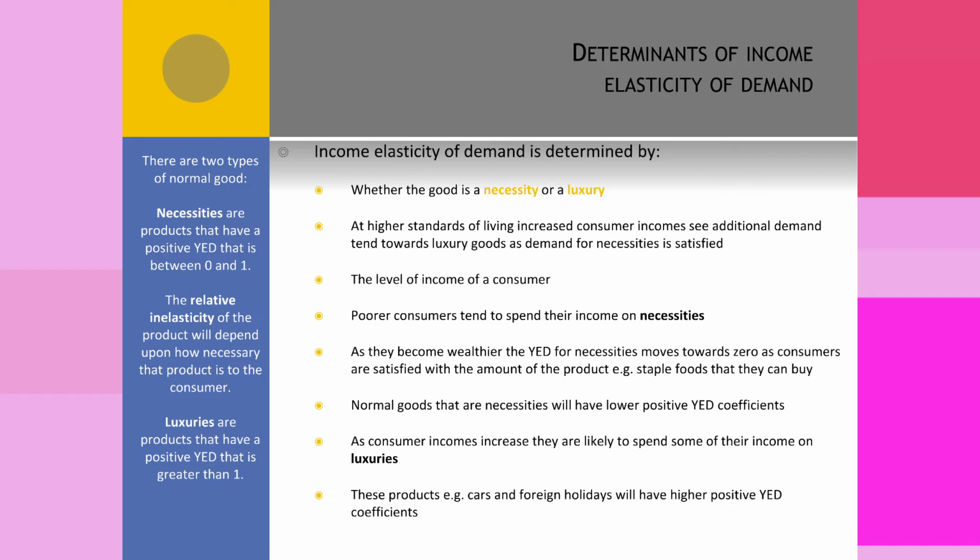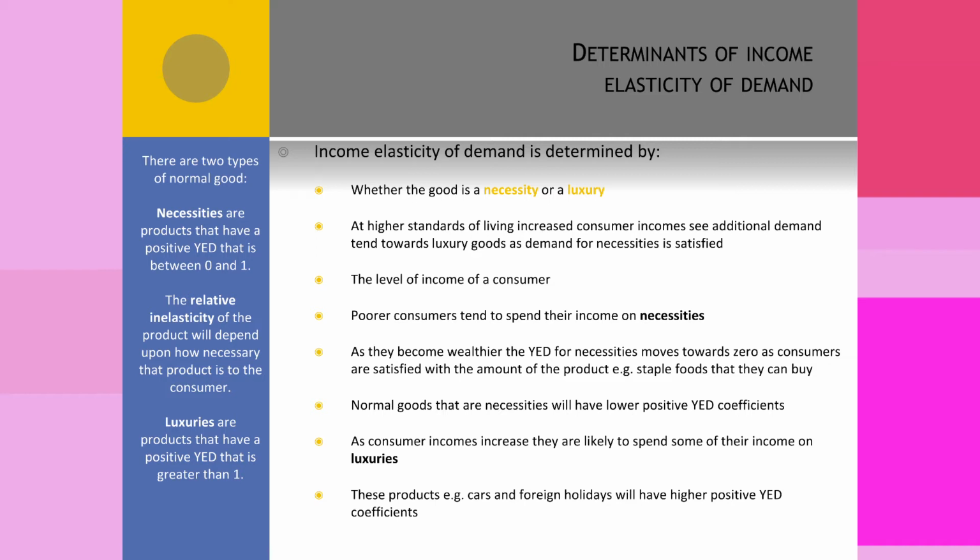As they become wealthier, the YED moves towards 0 as consumers are satisfied with the amount of the product and they start to buy other products. Normal goods that are necessities will have a lower positive YED coefficient. As consumer income increases, we then, like we said before, are likely to spend our income on luxuries. So these products will have a higher positive YED.